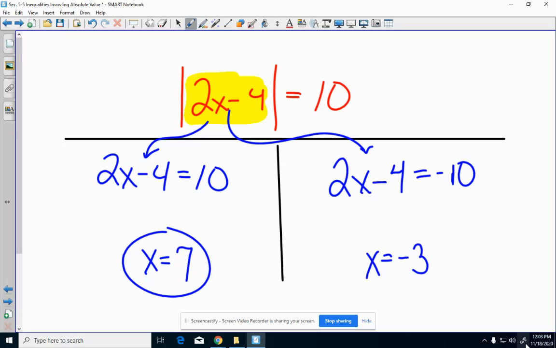How would you graph x is equal to 7 and x is equal to negative 3? Put a dot on each of them, right? That's it. But if these equations had inequality symbols on them, what would you do with them then?